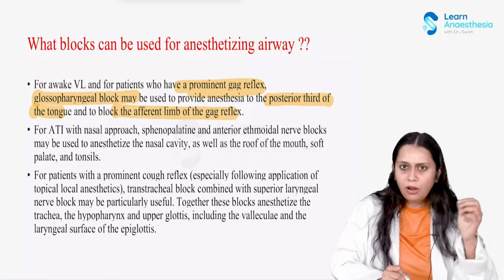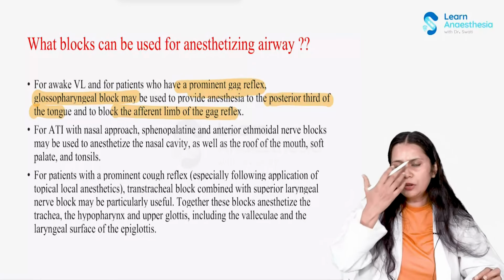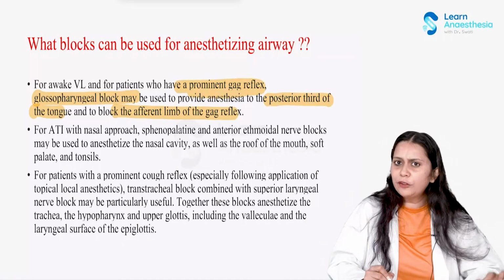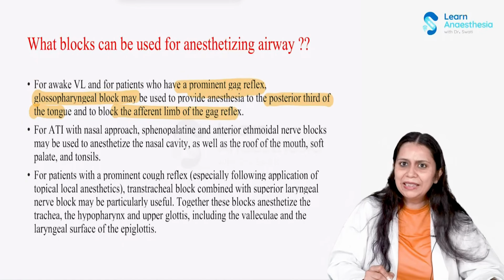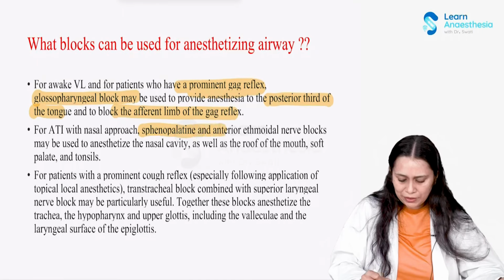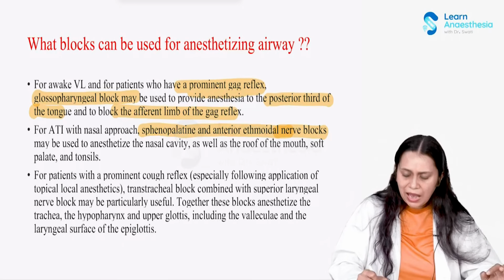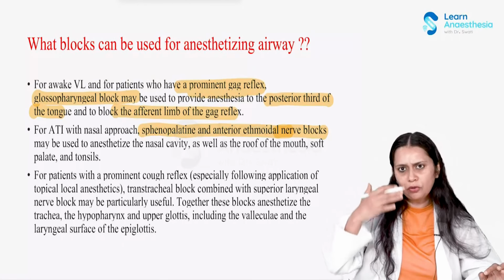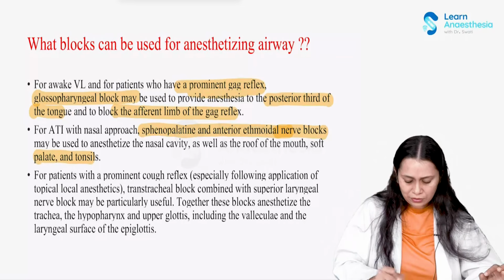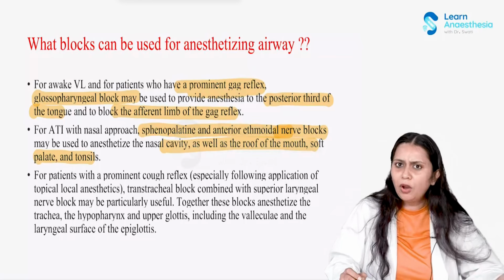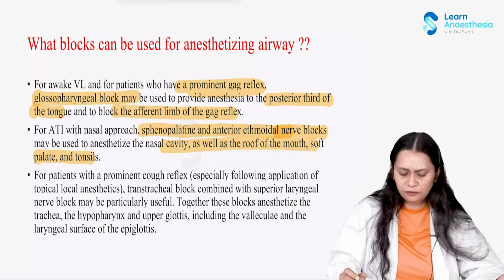For nasal approach, we should anesthetize the nasal cavity through two important blocks, sphenopalatine block and anterior ethmoidal block. So, sphenopalatine and anterior ethmoidal nerve blocks. This will anesthetize the nasal cavity as well as the roof of mouth, the soft palate and tonsils. So, all these things will be anesthetized with these two important nerve blocks, sphenopalatine and anterior ethmoidal nerve block.